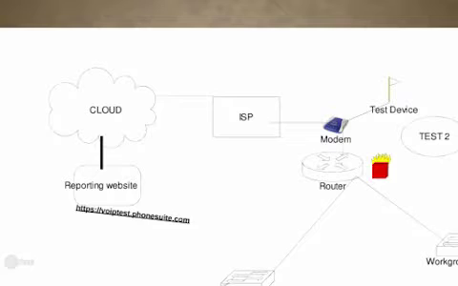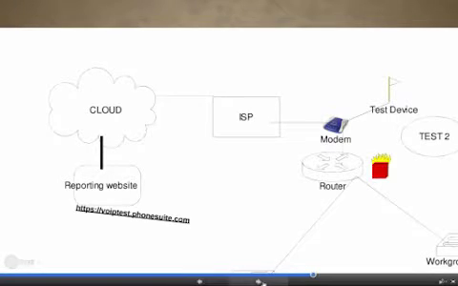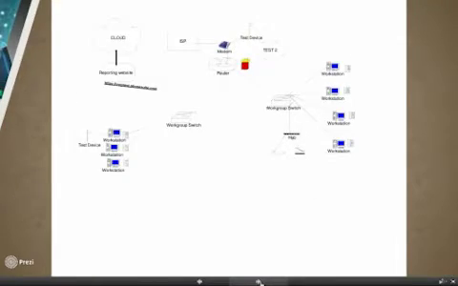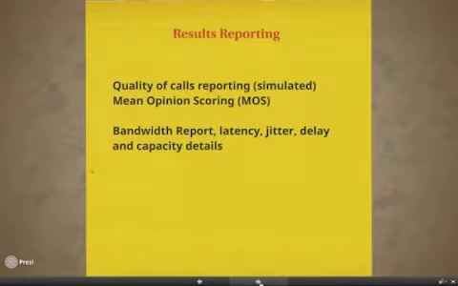So again, you'll get some results out of this. I have a page here. You're going to get the results that will do the quality of calls reporting, simulated. That's what Daniel was just talking about, the mean opinion scoring, MOS, which quite literally is what humans think of the call. So that's why it says opinion. So the calls are either good, bad, or ugly, or very good.